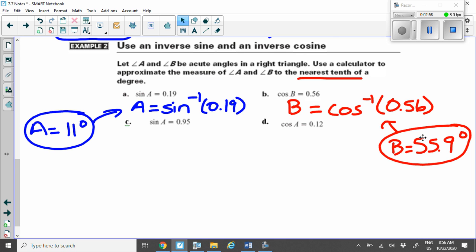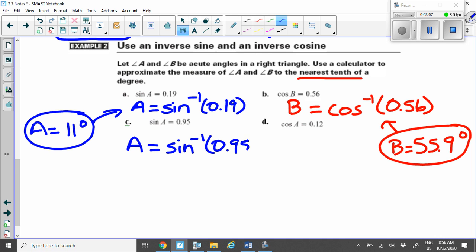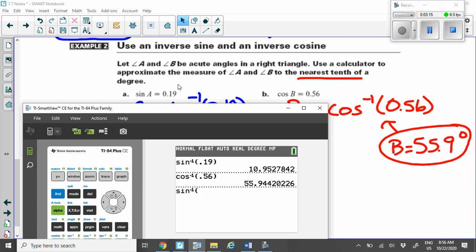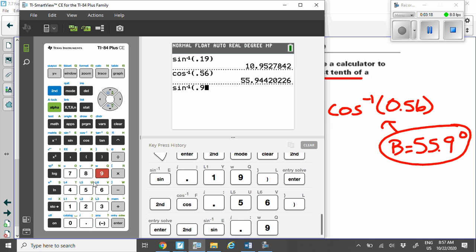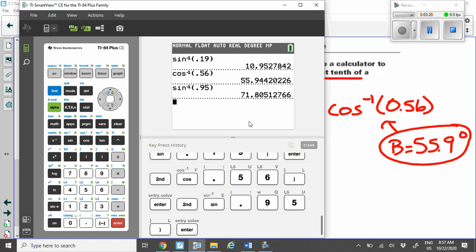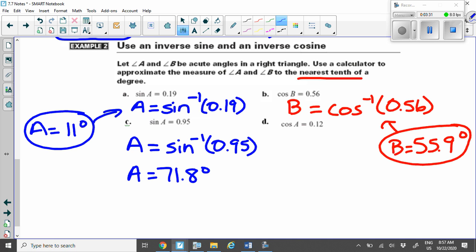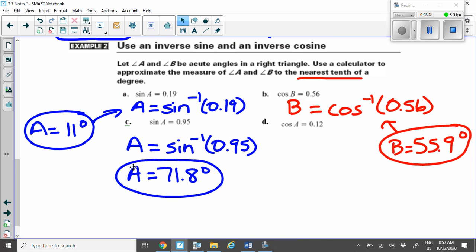Okay, let's see what you got here. So we have sine of A equals 0.95. I need to move this sine over so I can get A all by itself. So I do the inverse of it, and I plug it into my calculator. So I do second sine of 0.95, and I get 71.8. We round to the 8 because it's a 0 afterwards. And don't forget your degree sign to represent this is an angle measurement.